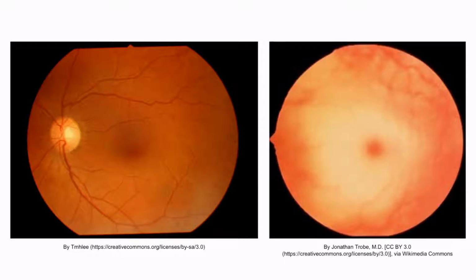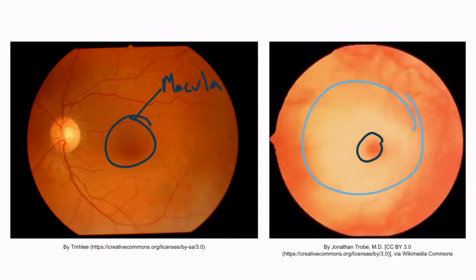A cherry red spot is most commonly seen in patients who've had a stroke resulting in an occlusion of the central retinal artery. From anatomy, you should know that this part of the eye right here is called the macula. In the figure on the right, notice that the macula right here appears much brighter compared to the surrounding region right here. This is because the central retinal artery, CRA, supplies blood to the surrounding region of the macula.